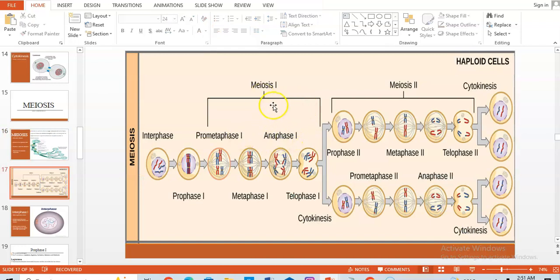That's important. So it has 2 divisions, meiosis I and meiosis II. In meiosis I, you have interphase 1, prophase 1, metaphase 1, anaphase 1, telophase 1, and cytokinesis 1. Then in the second meiotic division, we have interphase 2, but it's very short and no DNA duplication occurs there. Then we have prophase 2, metaphase 2, anaphase 2 and telophase 2, then cytokinesis 2. So we're going to discuss each of these in detail now.